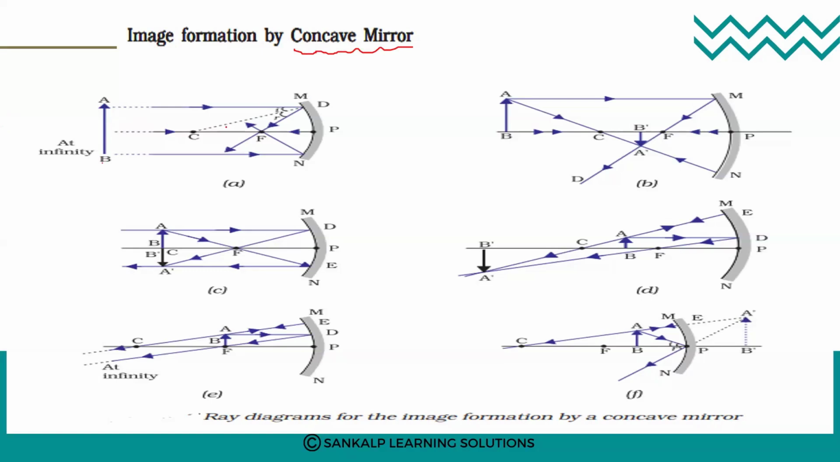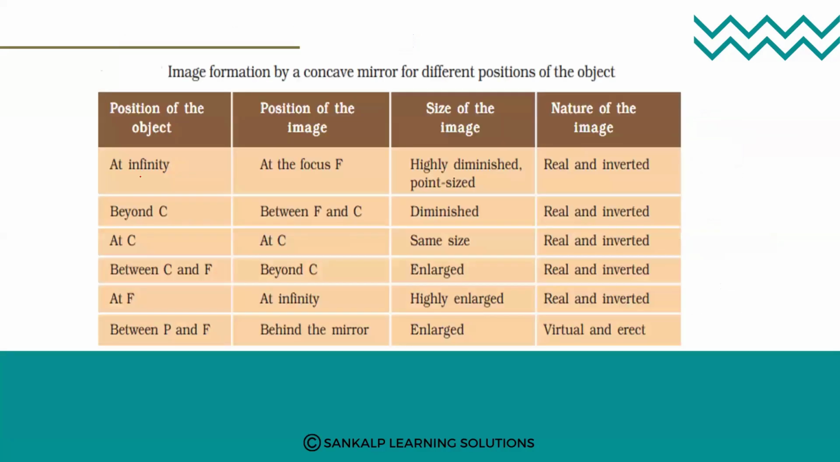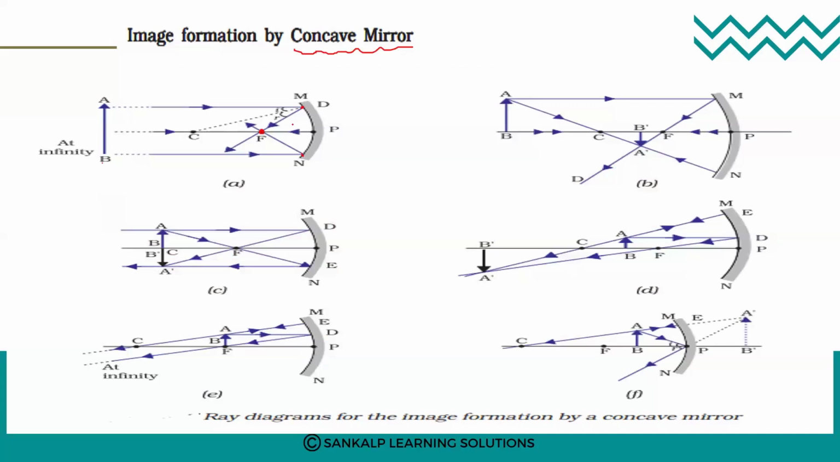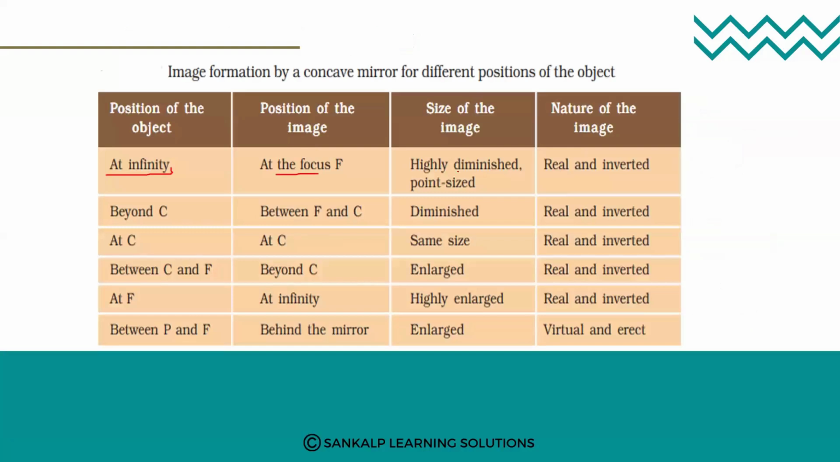Now the rays are coming like this. Right? When they touch the reflecting surface, what will happen? They will meet at point F. Yes or no? At point F. That means the image will form here. If the object is at infinity, then the position of the image is at the focus F. So see here, the image will form at focus F and you will get a highly diminished, point-size image. And it is real and inverted.